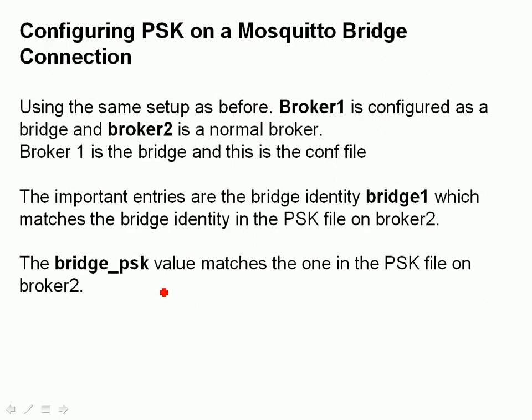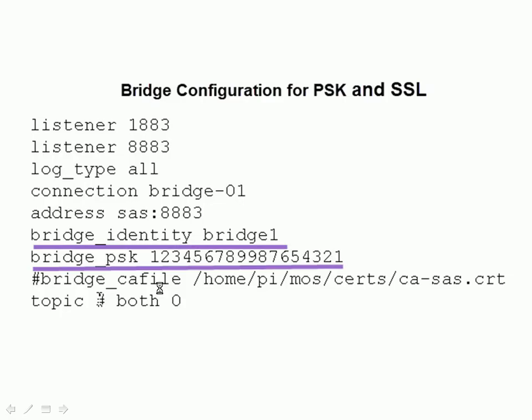We're going to use the same setup as before. Broker 1 is going to be configured as the bridge, and broker 2 is going to be the normal broker, and broker 2 is the one that's going to request that broker 1 uses PSK encryption. We're going to look at the various entries in the files in a second, so I won't go into that. So here's the bridge configuration. This is broker 1.